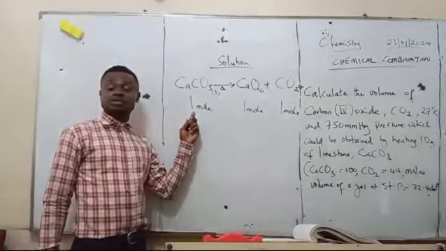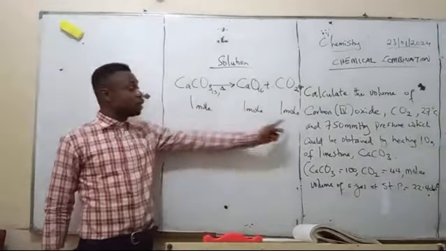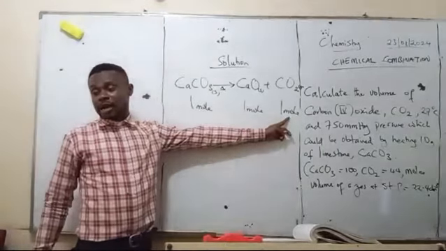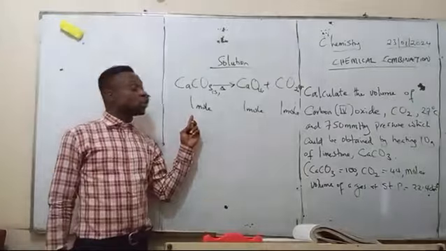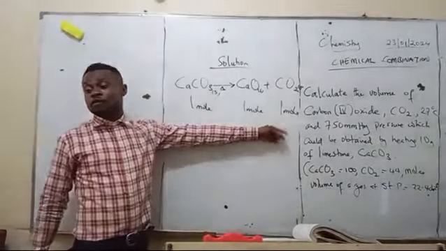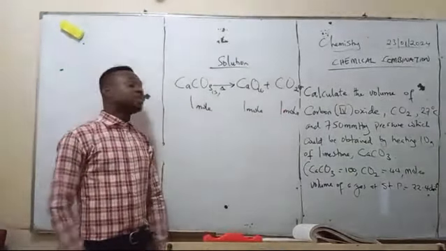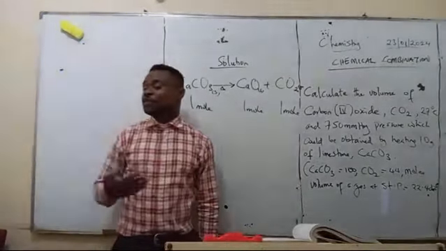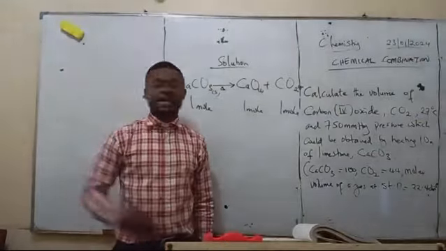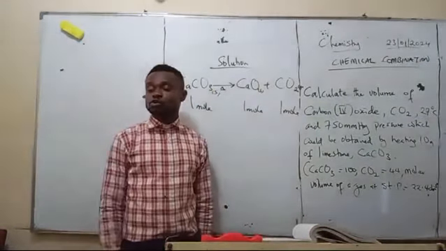Since 1 mole of calcium carbonate yields 1 mole of carbon dioxide, therefore 0.1 mole of calcium carbonate will also yield 0.1 mole of carbon dioxide. Since you have now established the mole of carbon dioxide, what next are you going to do?